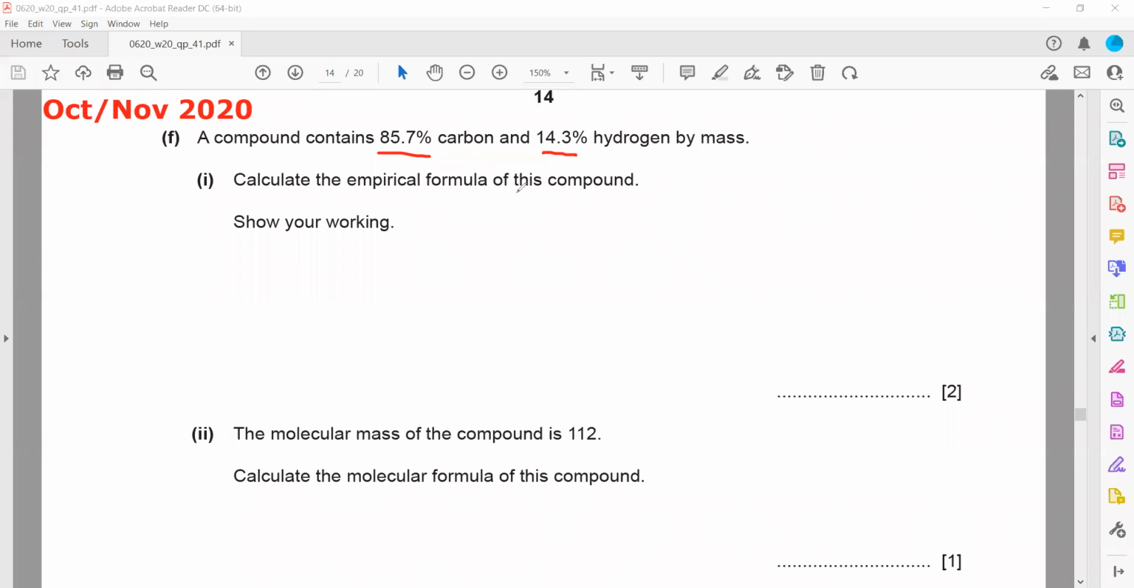So to calculate the empirical formula, we follow the steps. I will use the space. So what are the steps? The first step. What is the first step if I want to calculate the empirical formula? I will divide by relative atomic mass. So I will divide using a periodic table. Carbon is 12 and hydrogen is 1. So 85.7 divided by 12. What's the answer?